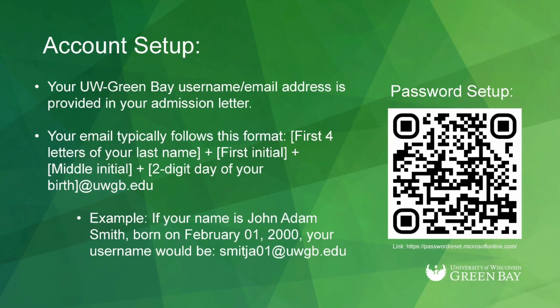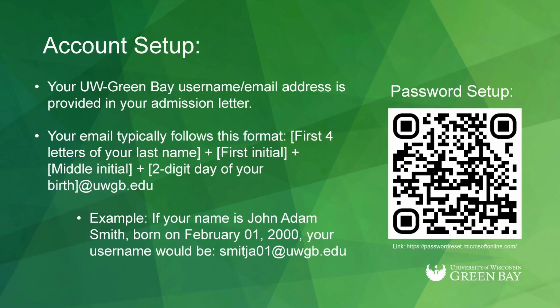Your UWGB username is provided in your admission letter. It typically follows this format: the first 4 letters of your last name, followed by your first initial, middle initial, and the 2-digit day of your birth. For example, if your name is John Adam Smith and you were born February 1st, 2000, your UWGB email would be smitja01@uwgb.edu. As a note, UWGB students do not receive a default password.